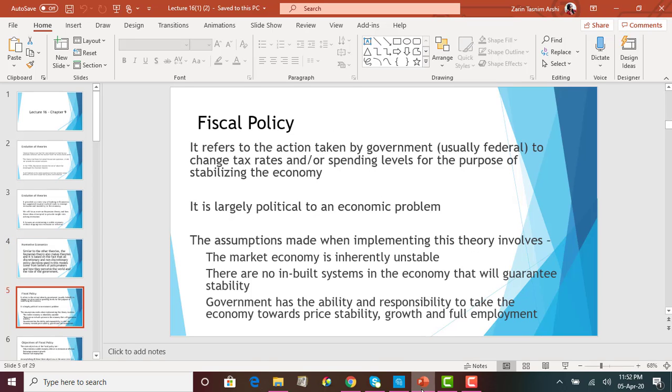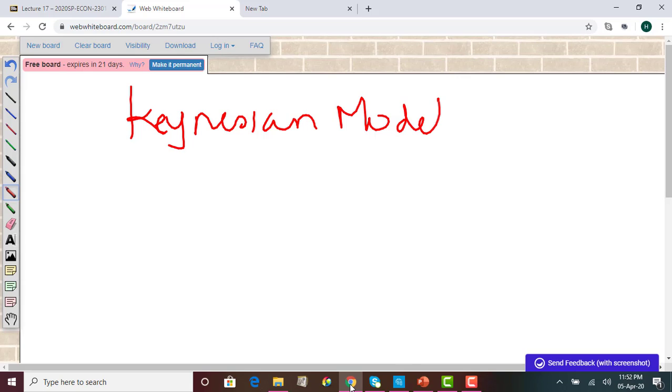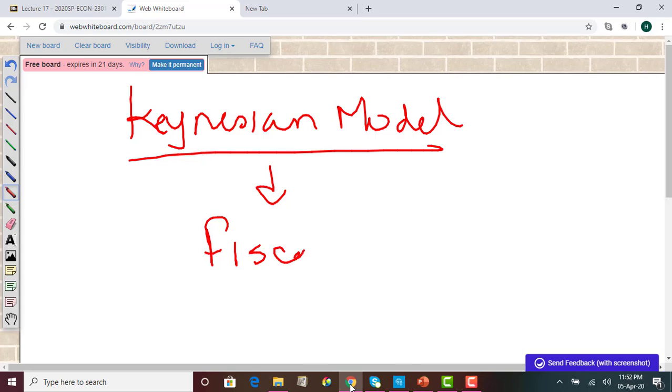Then we move on to slide 5, which starts fiscal policy. Fiscal policy is a type of policy under Keynesians. If you look at the whiteboard, I just want to make sure you understand there is the Keynesian model, and under this we have fiscal policy. It is a category, a type of Keynesian model, and this is one of the most popular types of policies, and it even exists today.